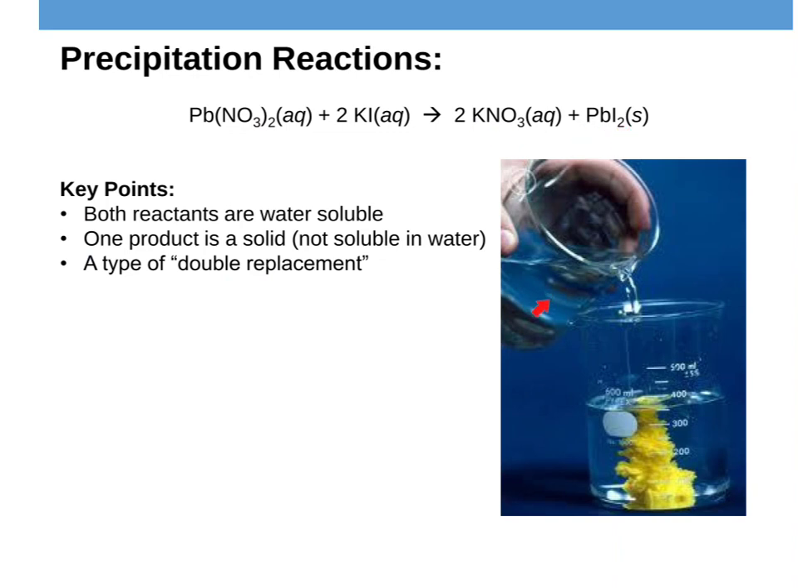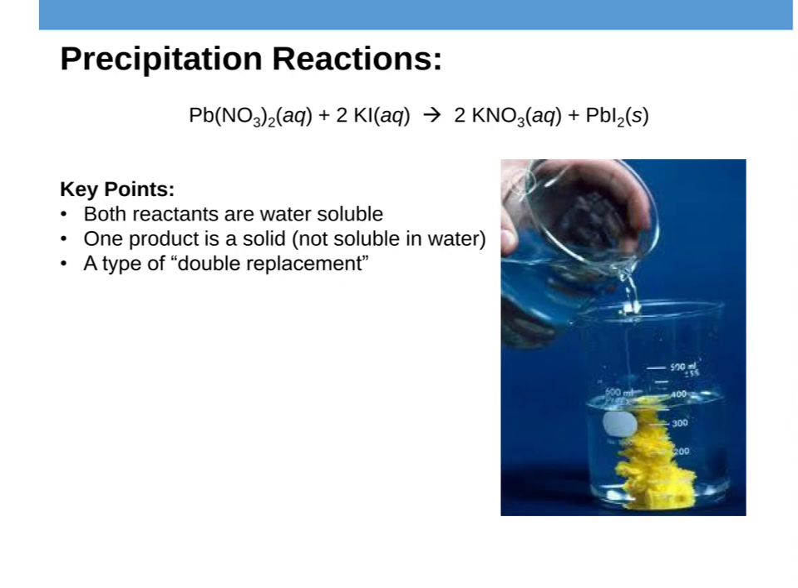This is a very classic precipitation reaction. It's in like every general chemistry book, and these pictures are online everywhere. And the idea is that you're taking this clear colorless solution, you pour it into another clear colorless solution, and this yellow solid starts to form.